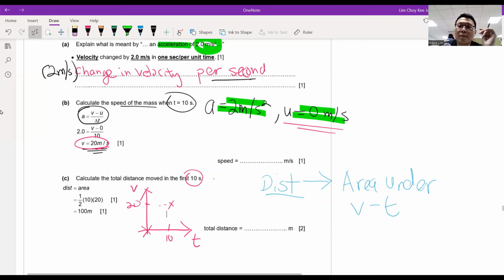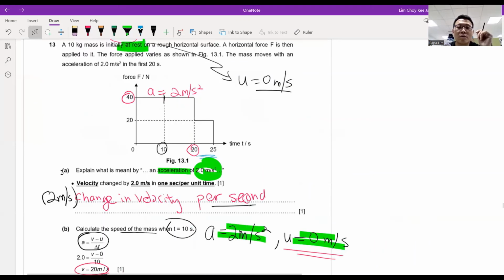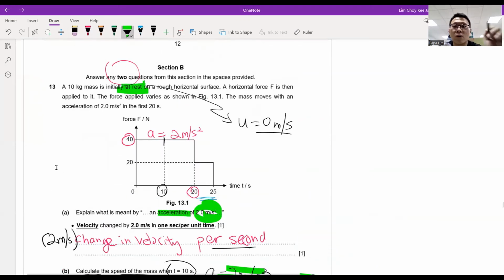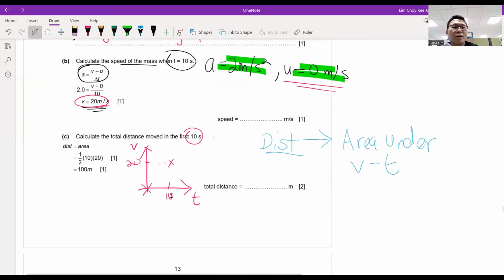So between 0 and 10 seconds, what line should the velocity time graph be? It's actually a straightforward answer if you know where to find the clue. The question mentioned that the acceleration is constant, which is a fixed number. Constant acceleration in kinematics means an upward sloping line in terms of the VT graph. It means the velocity time graph is a straight line with a gradient of 2 meters per second square. That's what the question is trying to tell you. The gradient of this line is a constant, which is 2 meters per second square.